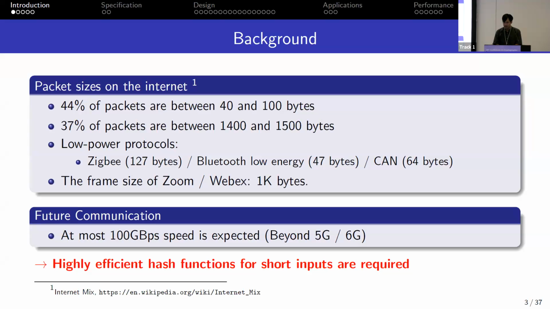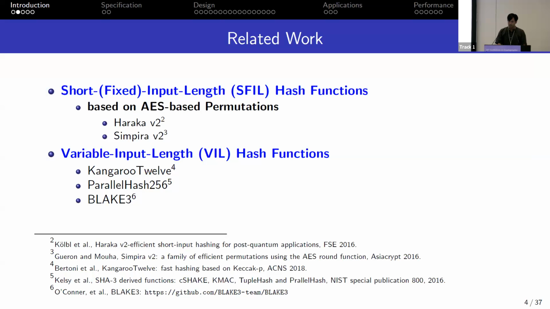We also focused on future communication like beyond 5G and 6G. In such settings, speeds of at most 100 gigabits per second are expected. And we consider that highly efficient hash functions suitable for such situations are required in the future. In this research, we target 2 types of hash functions.